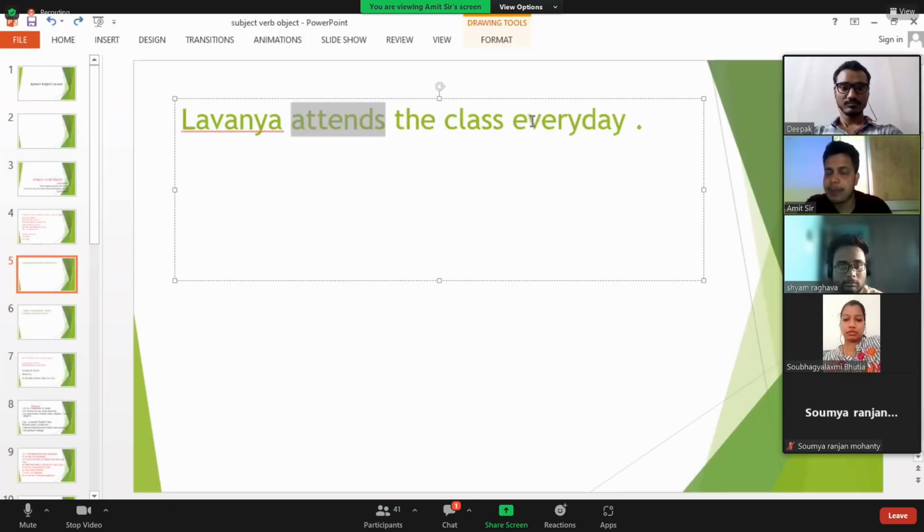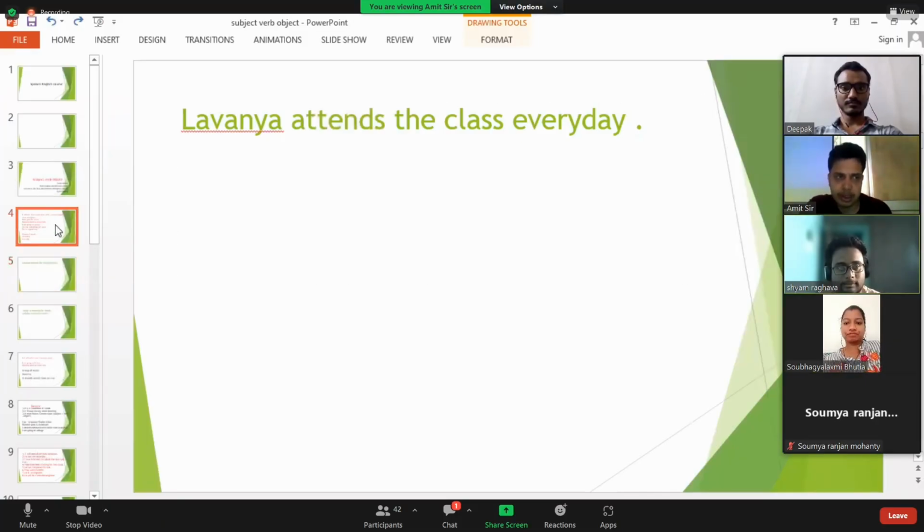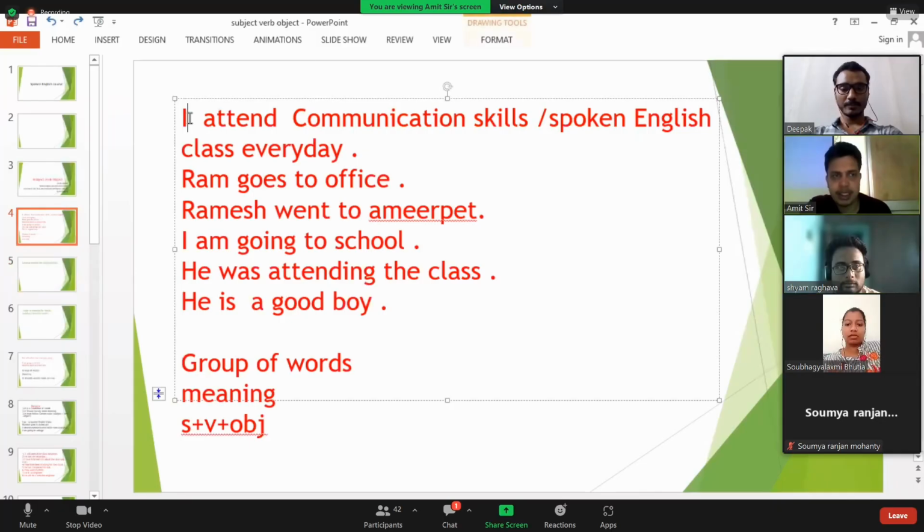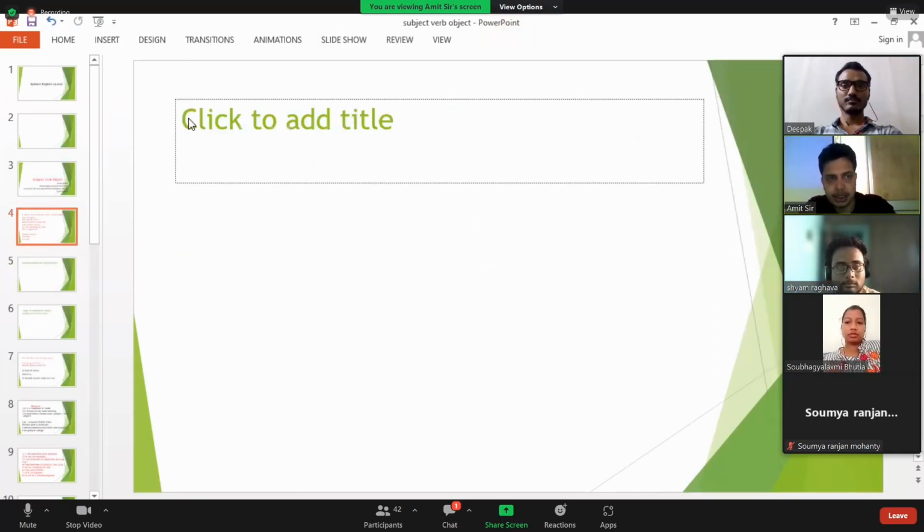According to the practical definition, in order to proceed further, it should obviously follow some rules. And what is that rule? Along with the words and the meaning, it should follow the rule, and the rule is going to be subject plus verb plus object. So in the same way, here the first word is going to be our subject.